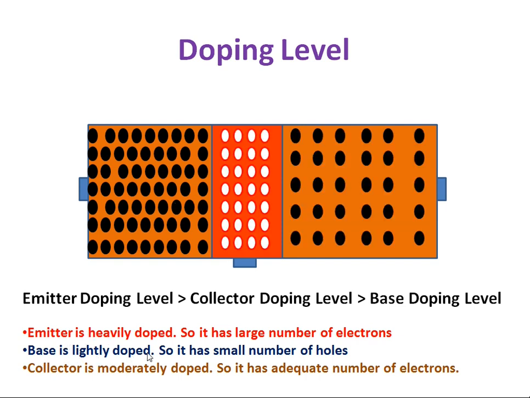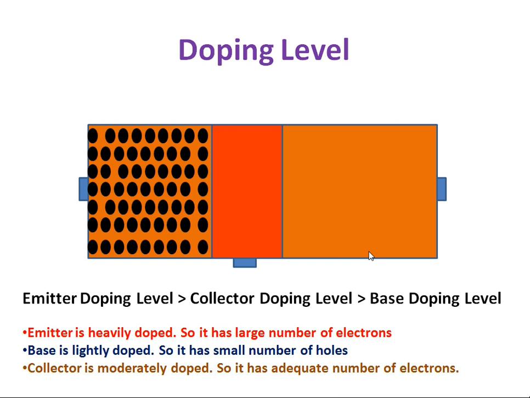Similarly, the base is slightly doped. Base is slightly doped means the base is a P layer. So here trivalent impurities are added to the pure semiconductor so that it produces P-type material. We are adding only a little amount of trivalent impurities to the pure semiconductor. It forms a small number of holes in the P layer. So it is lightly doped.